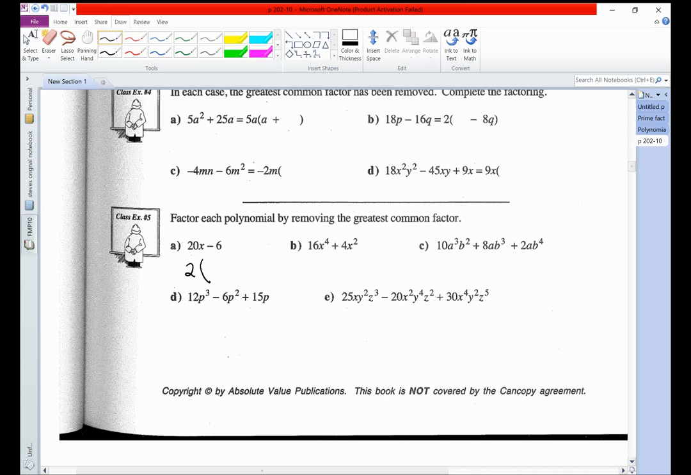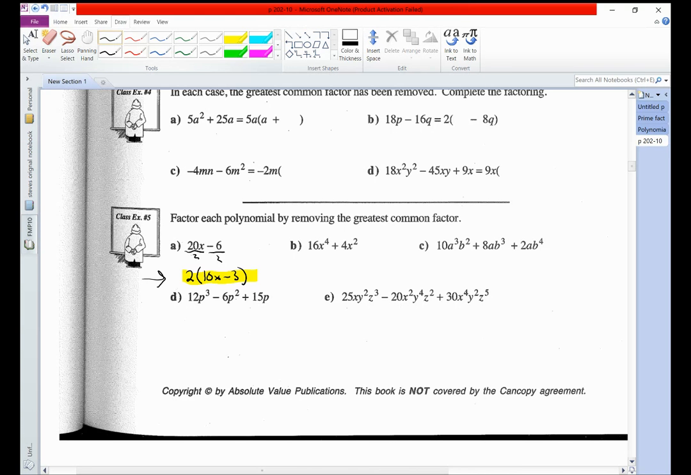So I'm going to write that a little smaller. We're going to take a 2 out, and when we take a 2 out of the first term, 20x divided by 2 gives us 10x. Negative 6 divided by 2 gives us negative 3. And our answer is 2 multiplied by (10x minus 3). So we're going the opposite way than we did in polynomials. Normally that was a question and it said expand. Now they give you the expanded version and they want you to factor. Let's do the next one.